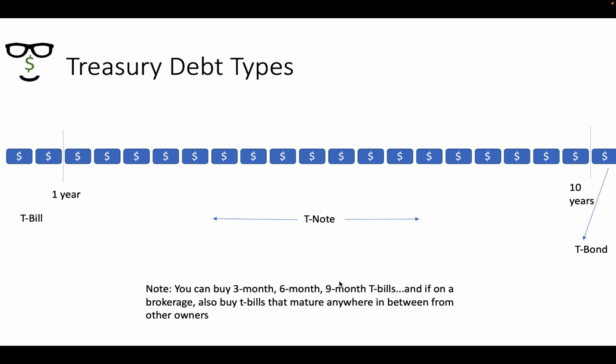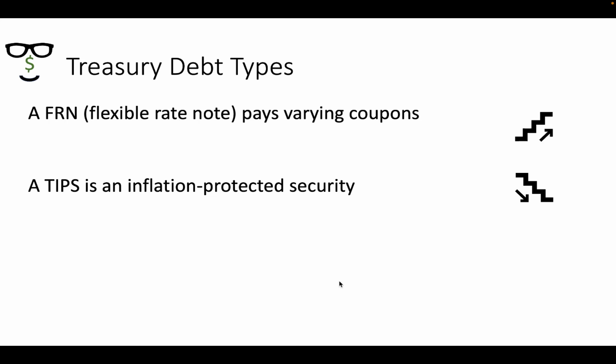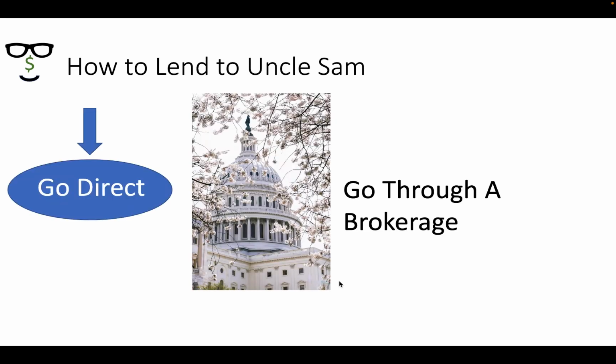All right, let's go to the next level of detail. There are a handful of additional types of treasury debt. We talked about the bill, the note, the bond. There is also another type called the FRN, or a flexible rate note. This pays differing coupons over the duration of the instrument. There is also the TIPS, something that is very popular today, where if there is inflation, it accommodates for the inflation, so you get an inflation protected return. And so there are many ways in which you can invest in a treasury.